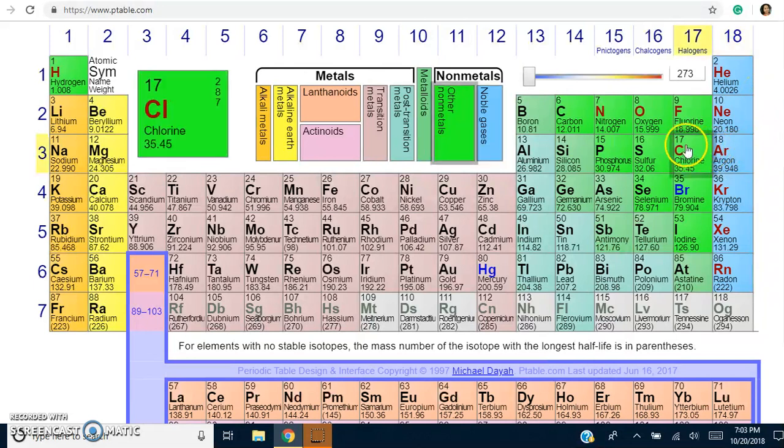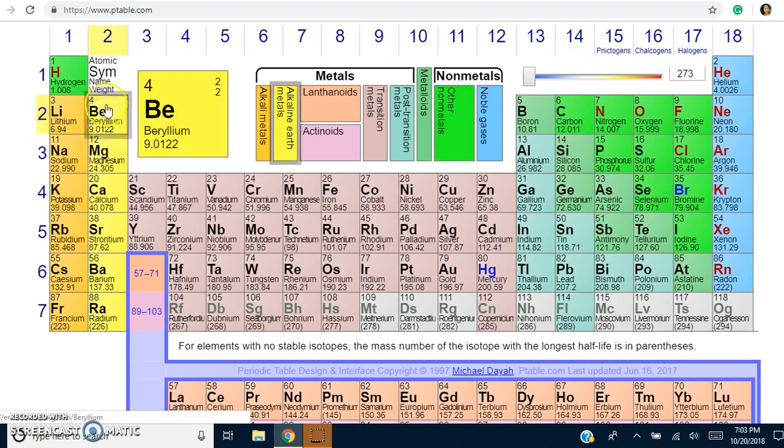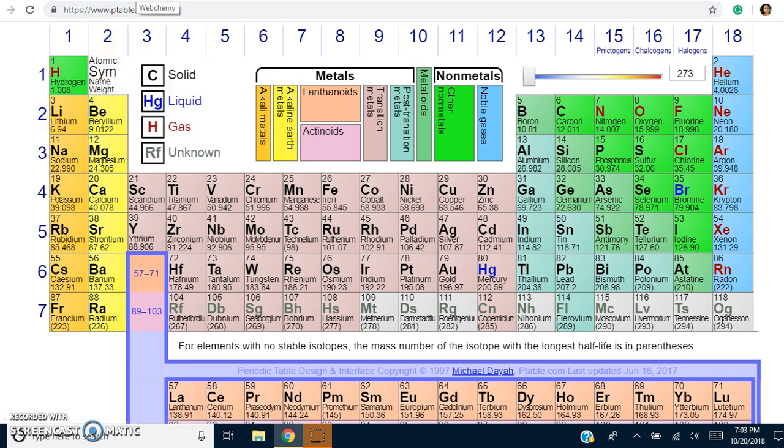For example, fluorine is in the 7A group, so fluorine would have 7 valence electrons, and carbon is in the 4A group, so it should have 4 valence electrons. Beryllium right here is in the 2A group, so it should have 2 valence electrons. Now let me show you how to write the Lewis dot structure. Basically all you need to know is the number of valence electrons.